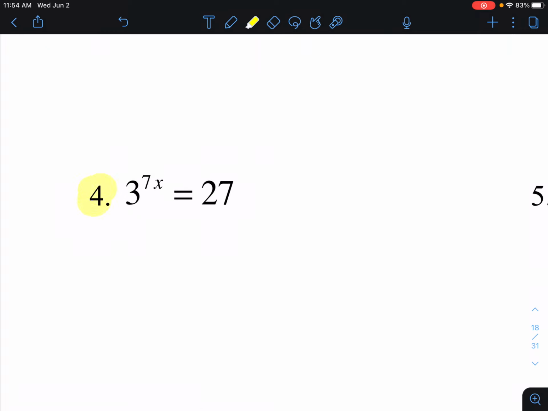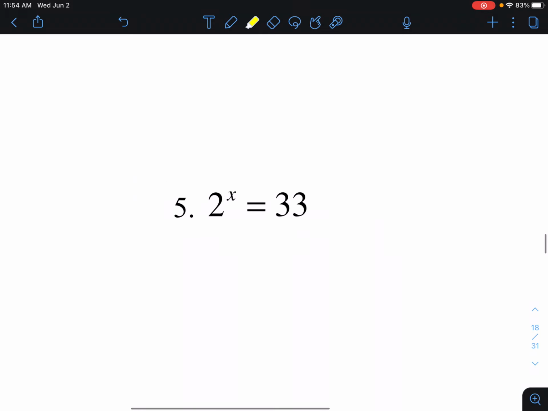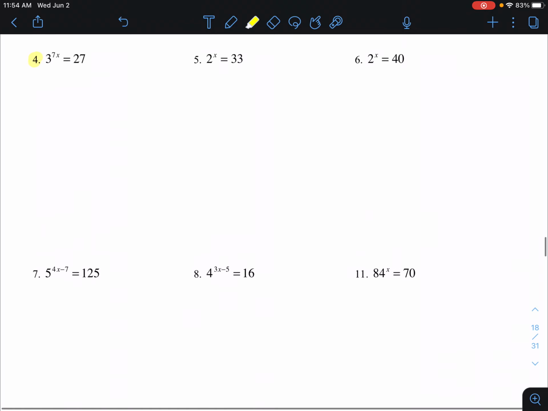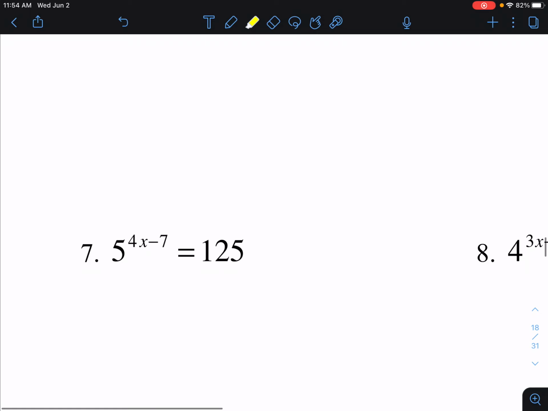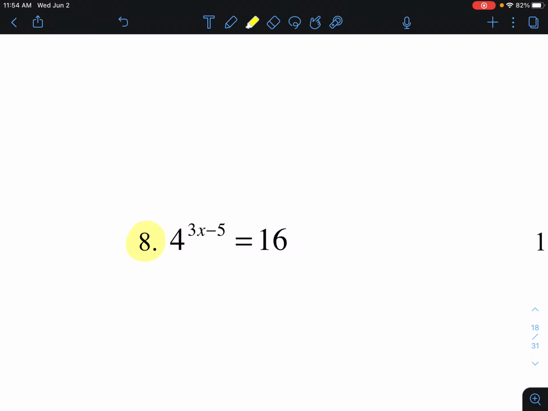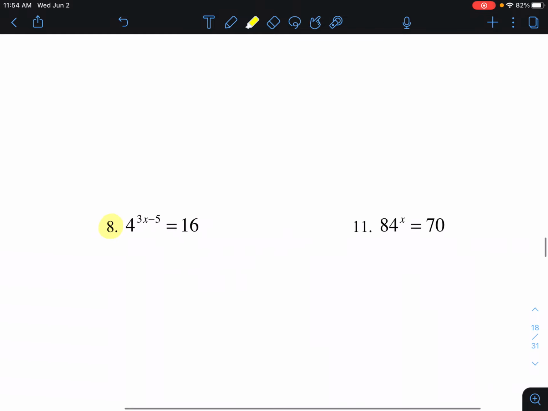Number 4, 27 can turn into a power with 3, 3 to the power of 3. Number 5 we can't do because 33 cannot turn into a 2. Can't do 6 yet. I'll teach you in part 2 how to do those. There were a couple others. 7 you can do because 125 can turn into a power with a base of 5. It would be 5 cubed. Number 8 you can also do. 16 can turn into a power with 4, 4 to the second power.